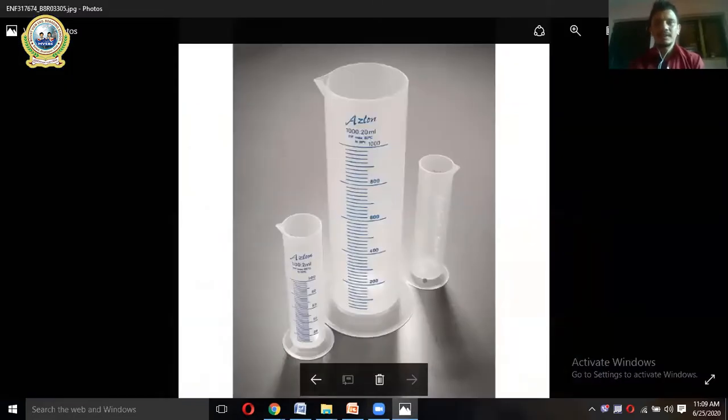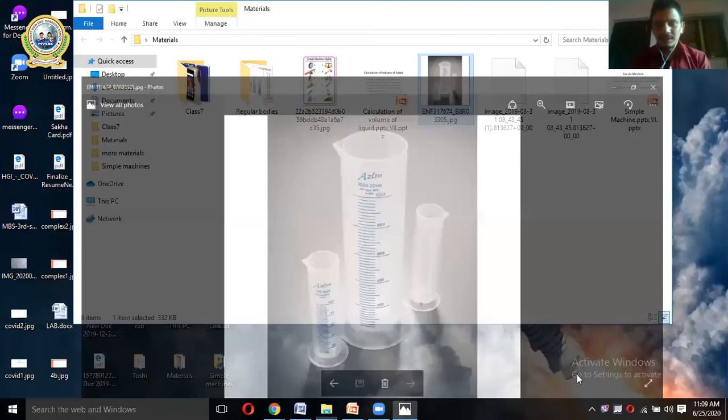All right. So students, I think you are clear about that one. The volume of liquid can be calculated, but we need to take a device that is called a measuring cylinder. With the help of a measuring cylinder, we can calculate the volume of liquid.